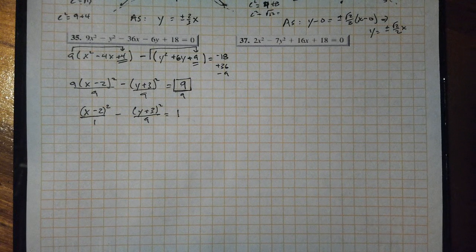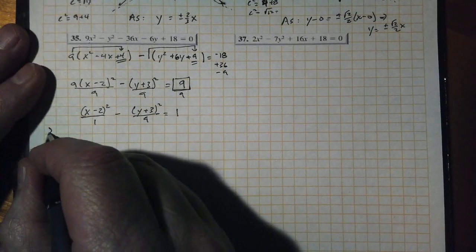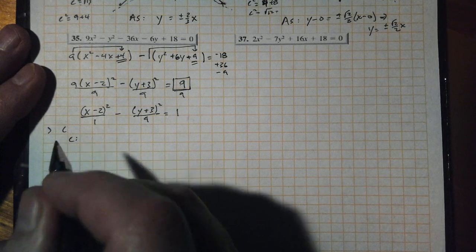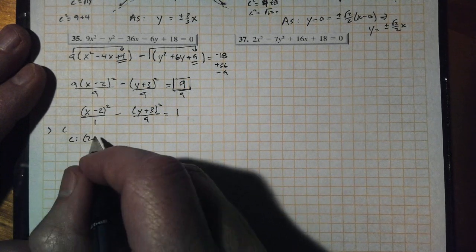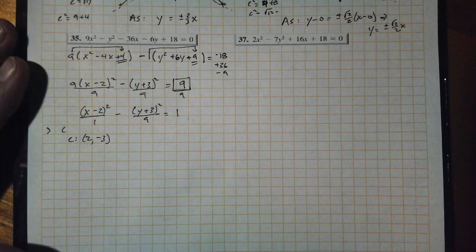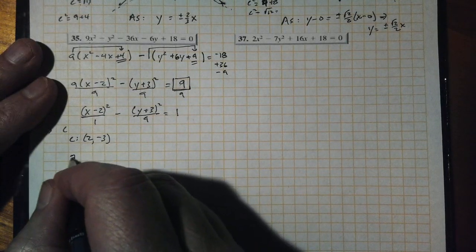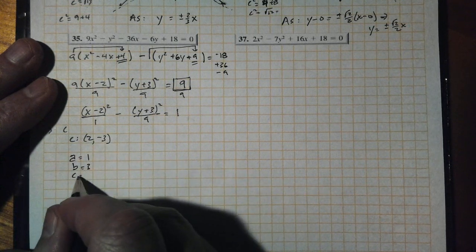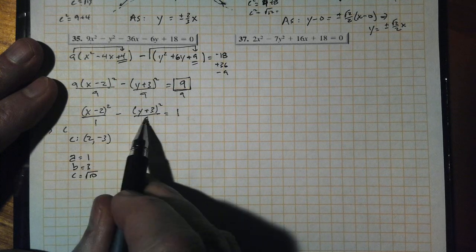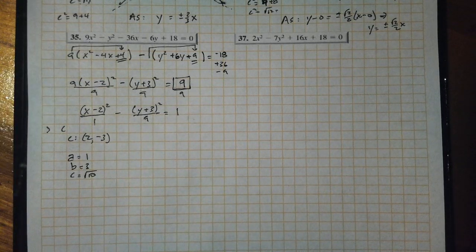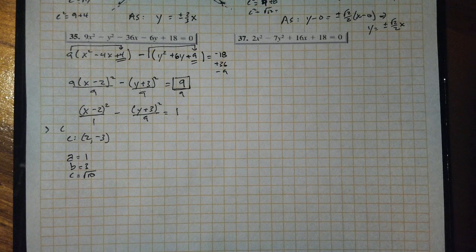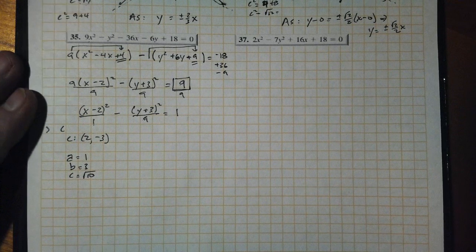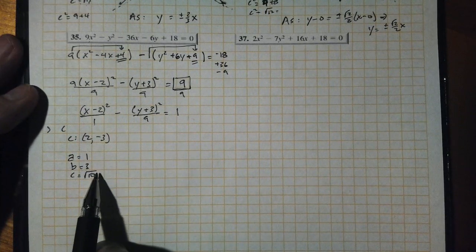So what are the things we know? 5 of them. First off, it opens right and left. Second, the center of our hyperbola is x equals 2, y equals negative 3. A is 1, B is 3, C is square root of 10. 1 plus 9, 10, square root of 10. So there's our 5 things plus one more we need. We got more than we need for the equation, but anyway, that's definitely enough for the graph.